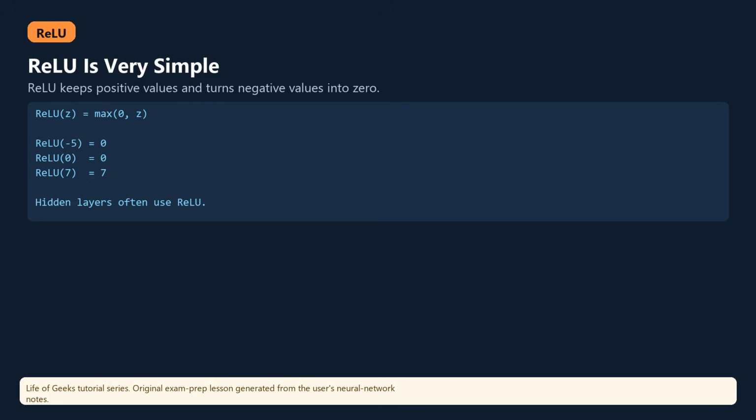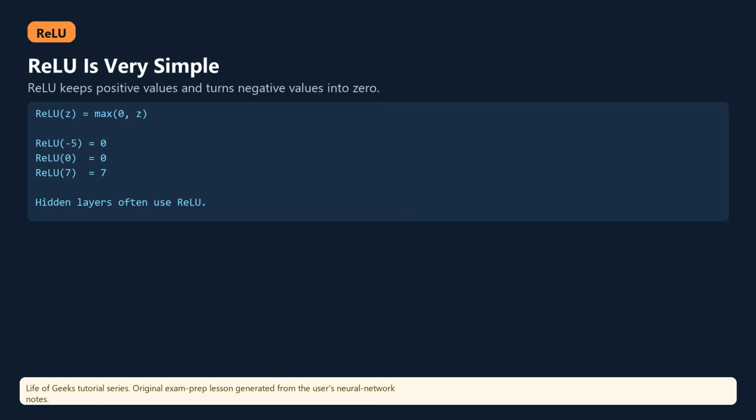ReLU is one of the easiest activation functions to understand. ReLU of z is max of 0 and z. If z is negative, the output is 0. If z is 0, the output is 0. If z is positive, the output is z itself. So ReLU of -5 is 0, ReLU of 0 is 0, and ReLU of 7 is 7.